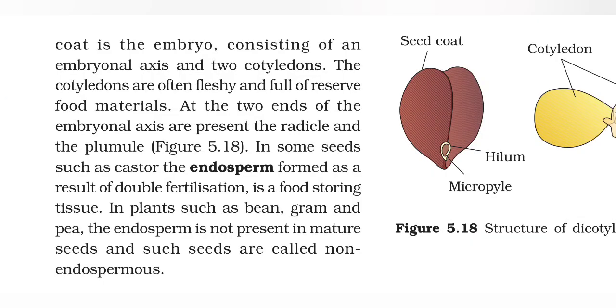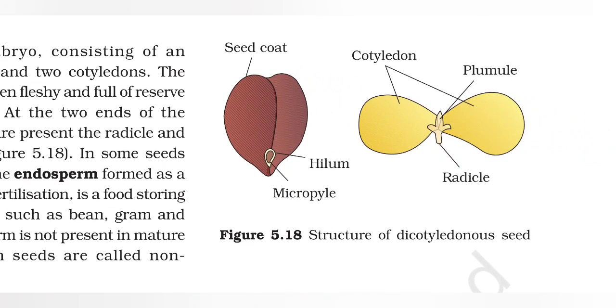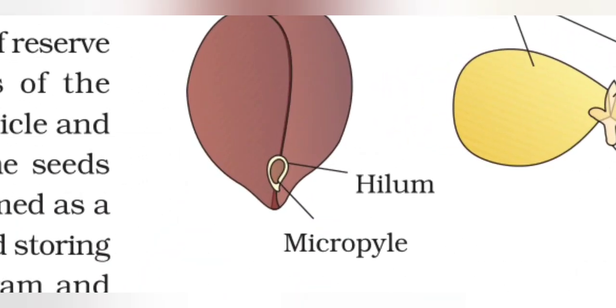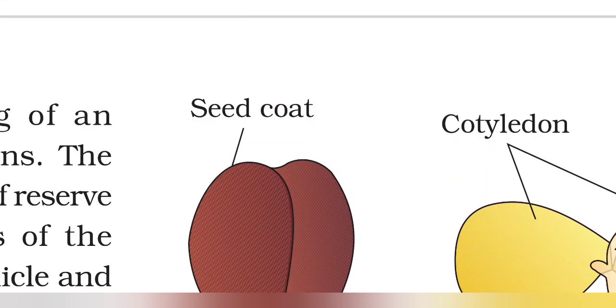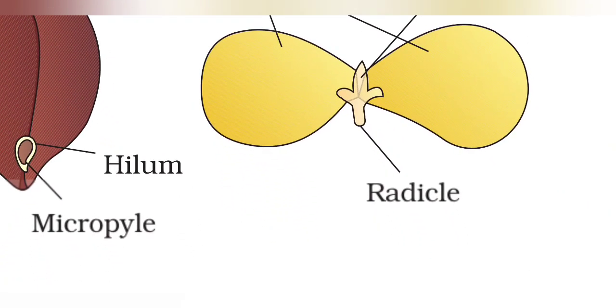The cotyledons are often fleshy and full of reserve food materials. At the two ends of the embryonal axis are present the radicle and the plumule. In some seeds such as castor, the endosperm formed as a result of double fertilization is a food storing tissue. In plants such as bean, gram and pea, the endosperm is not present in mature seeds and such seeds are called non-endospermic. Here is the structure of a dicotyledonous seed. It is micropyle, hilum, seed coat. These are two cotyledons. Here plumule and this is radicle.